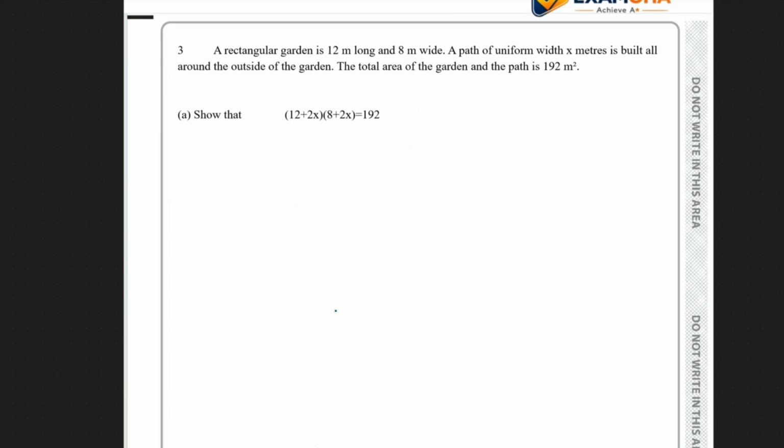This question says a rectangular garden 12 meters. So first thing, it's a rectangle, isn't it? 12-meter long and 8-meter wide. Usually when I read this information, I write my rectangle here before even continuing reading. So this is a rectangle and 12-meter long. I know this 12-meter, and then 8-meter wide. And then carry on.